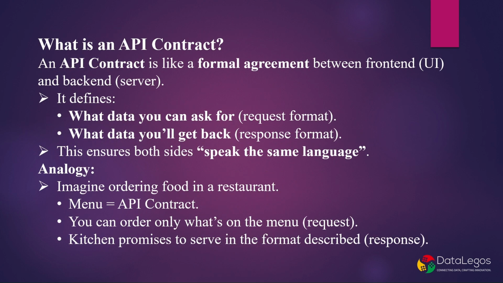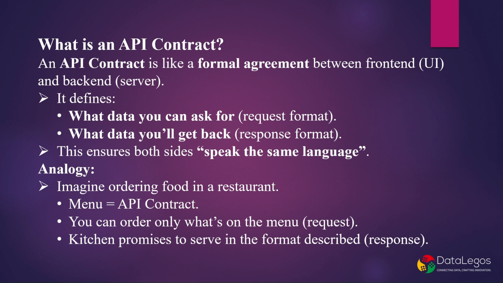What is an API contract? An API contract is like a formal agreement between the front-end and the back-end. It defines two things: what you can ask for, the request format; what you'll get back, the response format. This way, both sides speak the same language.